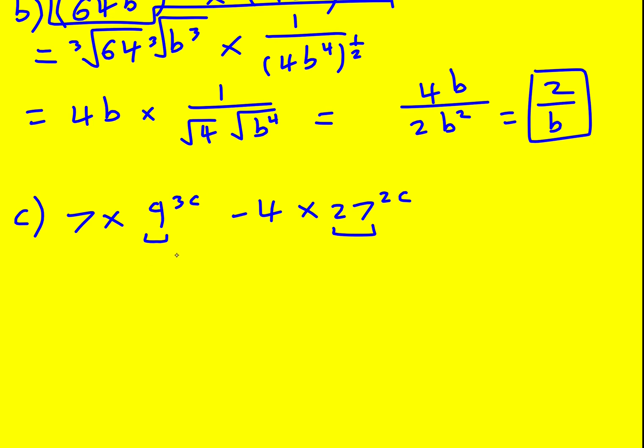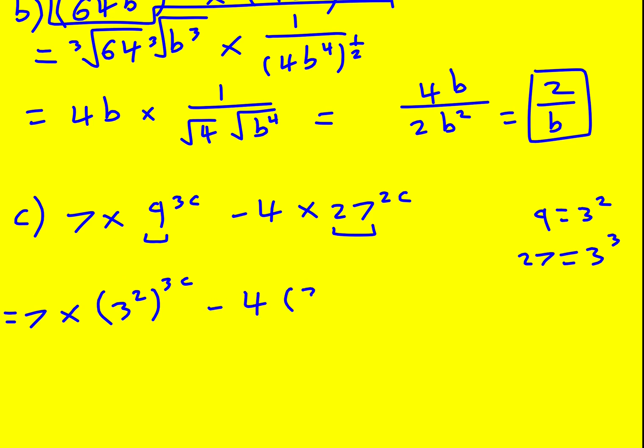So we have to recognize that 9 is actually 3 squared and 27 is 3 cubed. So it's going to be 7 times 3 squared to the 3c minus 4 times 3 cubed to the power 2c. That's going to be 7 times 3 to the 6c by multiplying these two powers, minus 4 times 3 to the 6c.